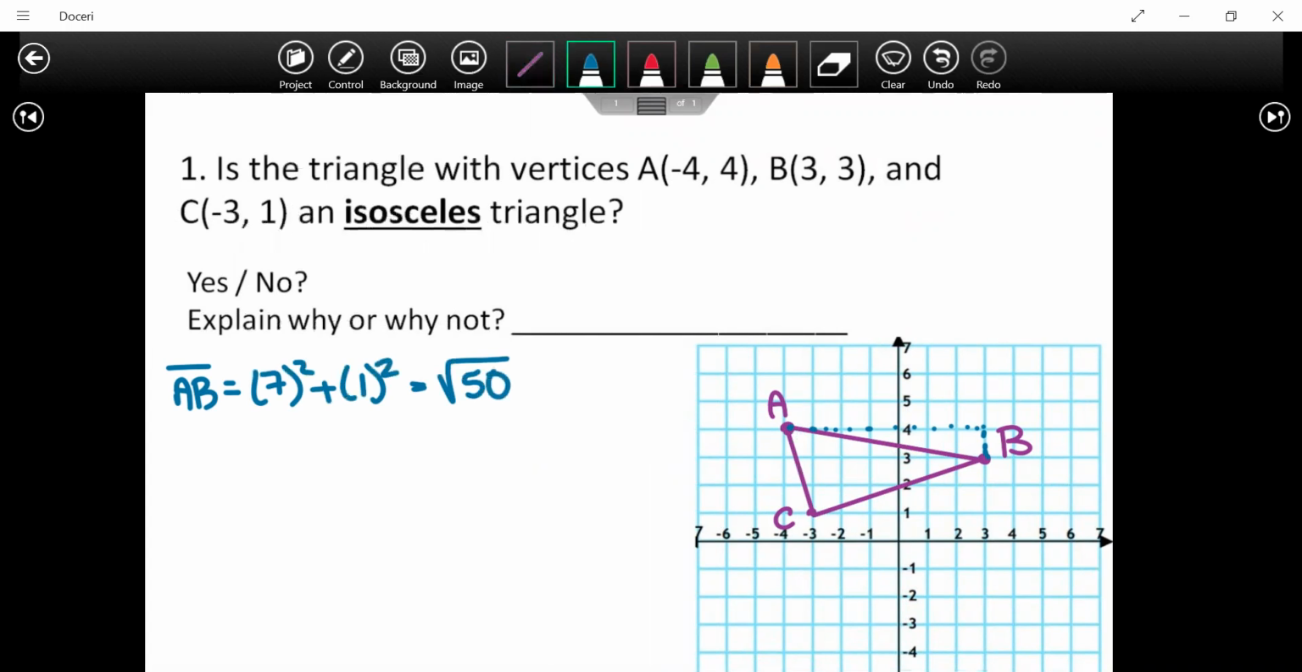Do you need to reduce down? No. You can leave it like this. It's actually preferred to leave it like this. Okay. The next one, we're going to go BC. That's 6 squared plus 2 squared. 6 squared is 36. 2 squared is 4. 36 and 4 is 40.